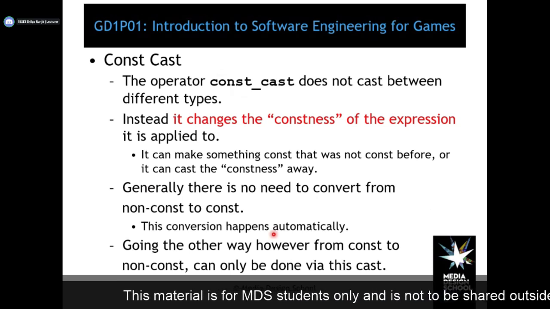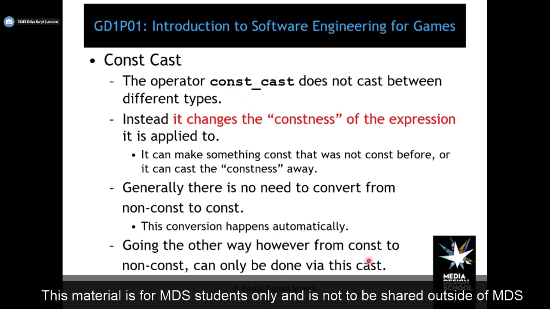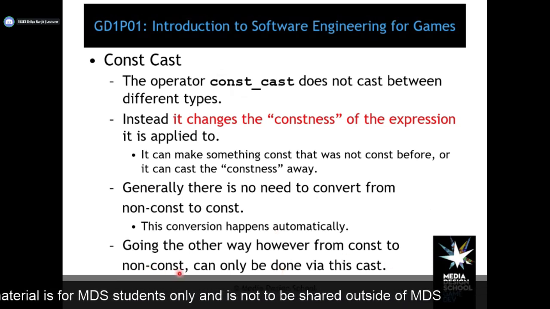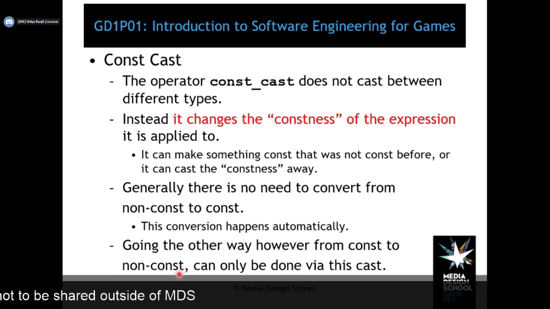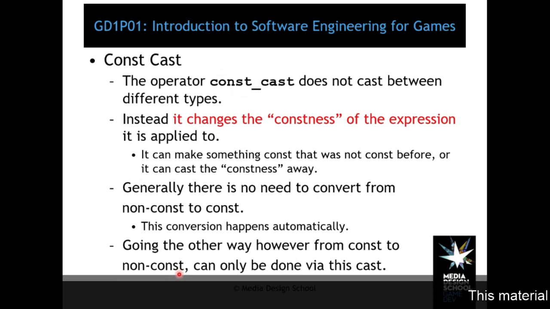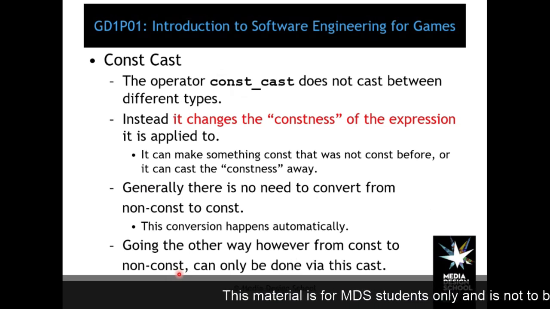Generally it is used whenever you want to convert from a const to a non-const. Because if you try to convert from a non-constant to a constant, it doesn't actually matter. All you need is just to create a constant variable. That doesn't require a conversion. But a constant variable, if you want to make it a non-constant variable, then you will need to go for a const cast.